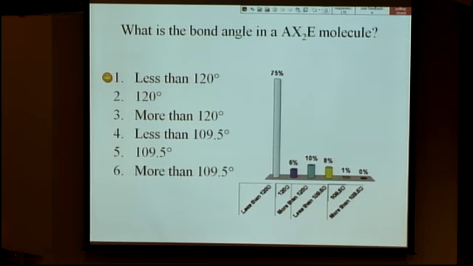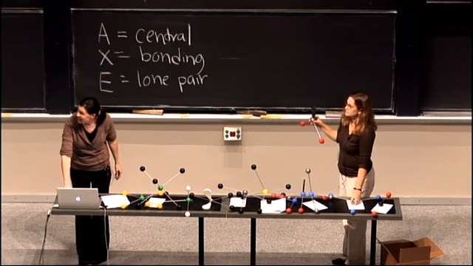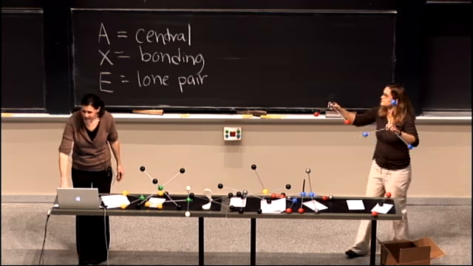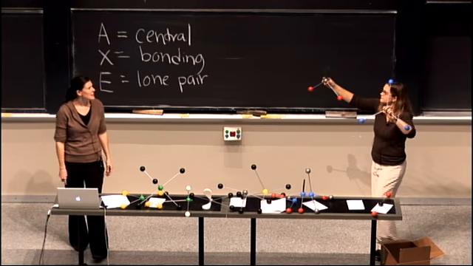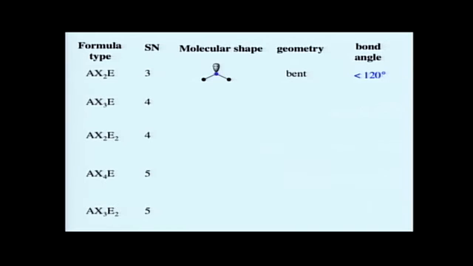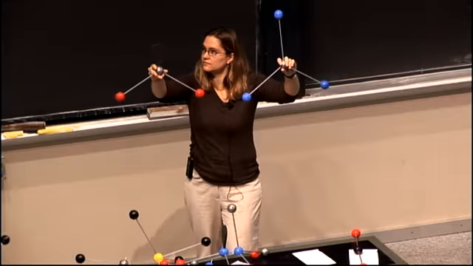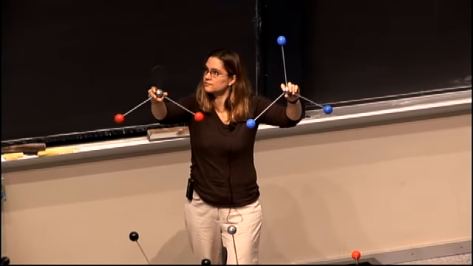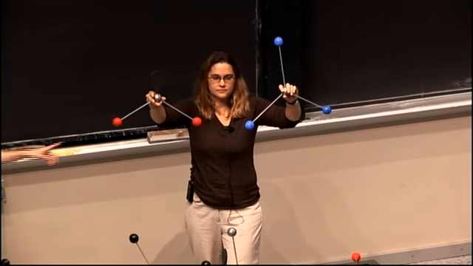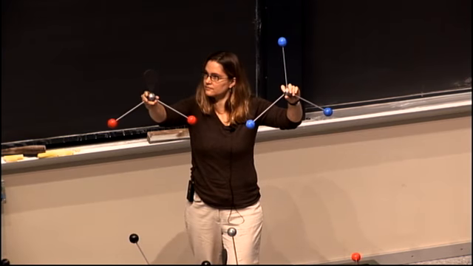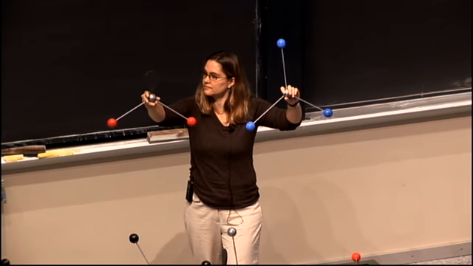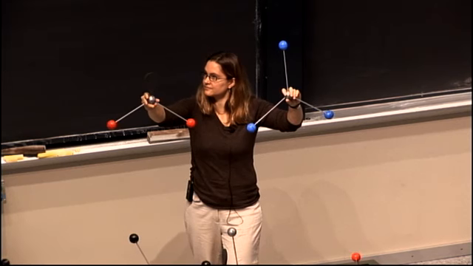Okay, good, 75%. That's not bad. Let's think about why. It's going to be less than 120 degrees because we know that normally in a trigonal planar situation, we have an angle of 120 degrees. And since lone pairs are going to cause more repulsion, we're actually pushing these two bonds closer together. So what we end up seeing is that they're going to be less than 120 degrees.